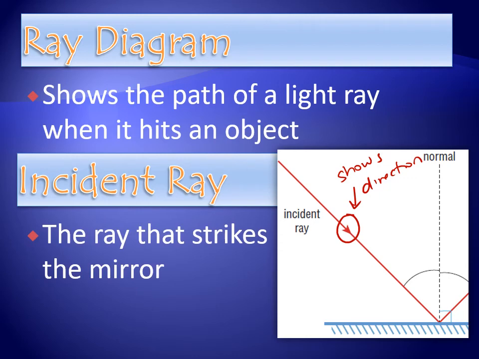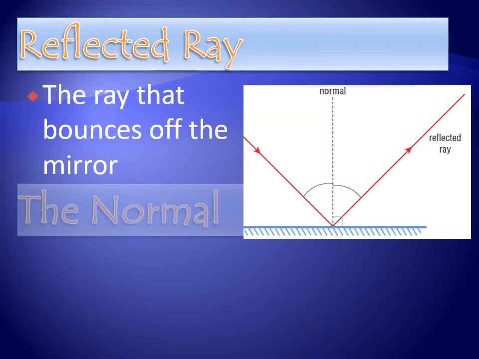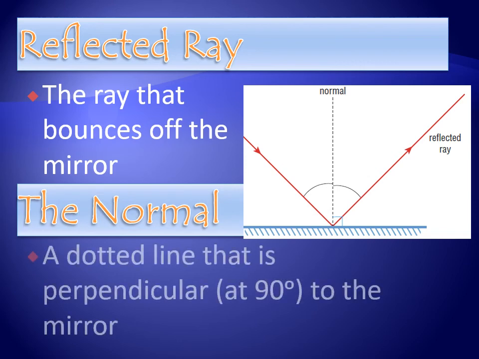This is called that incident ray, and it's the ray that hits the mirror. The reflected ray is the ray that bounces off the mirror. So the reflected ray has an arrowhead that points in the opposite direction, away from the mirror. The incident ray, that arrowhead is always pointed towards the mirror because it's actually going to hit the mirror. Once that light ray bounces off the mirror, it's traveling in an opposite direction, which means your arrowhead has to reflect that.